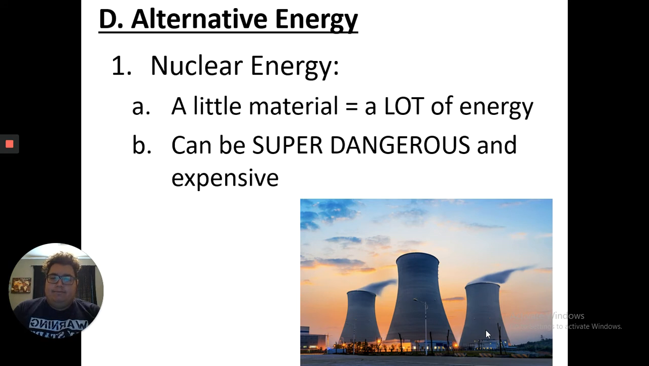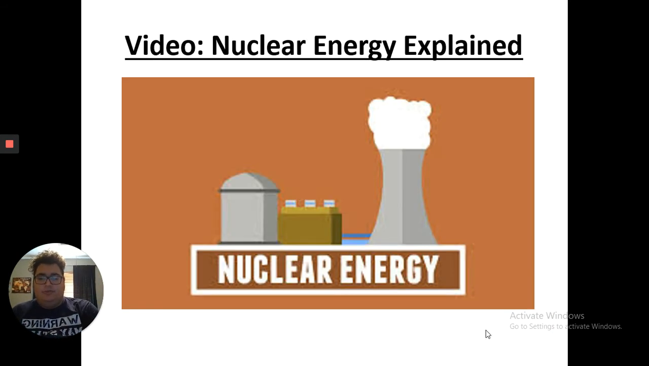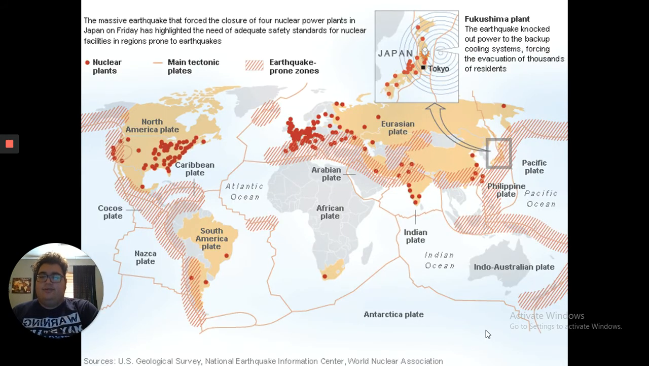But really, there's not a whole lot of dangerous side effects to nuclear energy, and so I'm a big proponent of it. I'd be okay with having a nuclear power plant in Texas or something like that just to help develop a whole lot of energy. There's a video explaining nuclear energy. Not going to play that for obvious reasons.